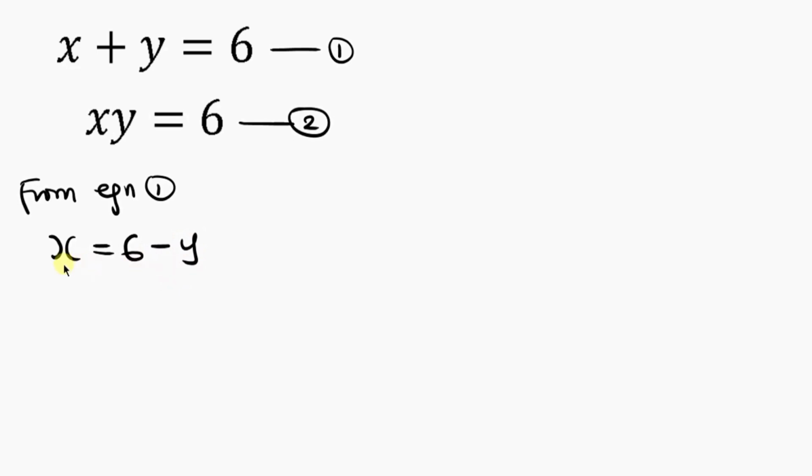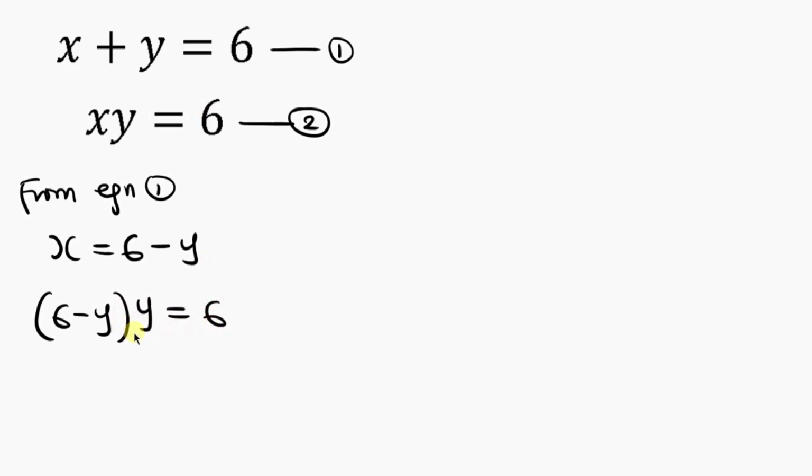So I'm going to be putting this expression for x in equation 2. That means wherever I see x, I'm going to be putting 6 minus y. So let's put this in equation 2. So equation 2, look at x here. Are you seeing it? Very good. So I'm going to be putting 6 minus y. So let me do that. 6 minus y. That is for x. And thereafter, there is y. So y equal to 6. Are you seeing that? Very good.